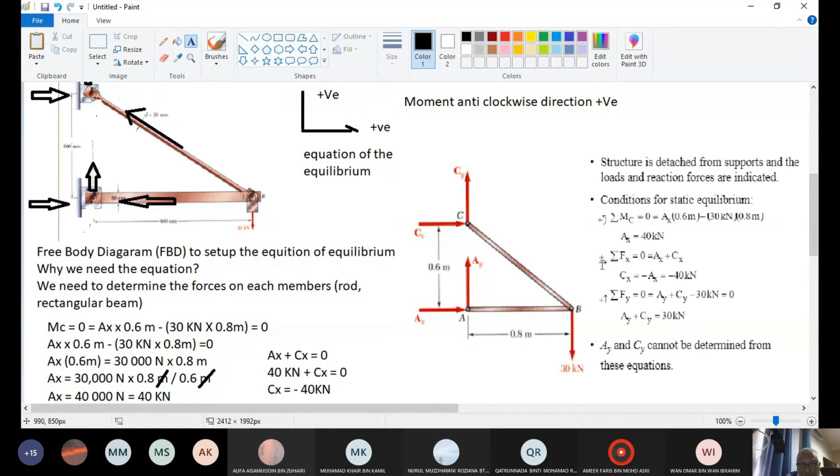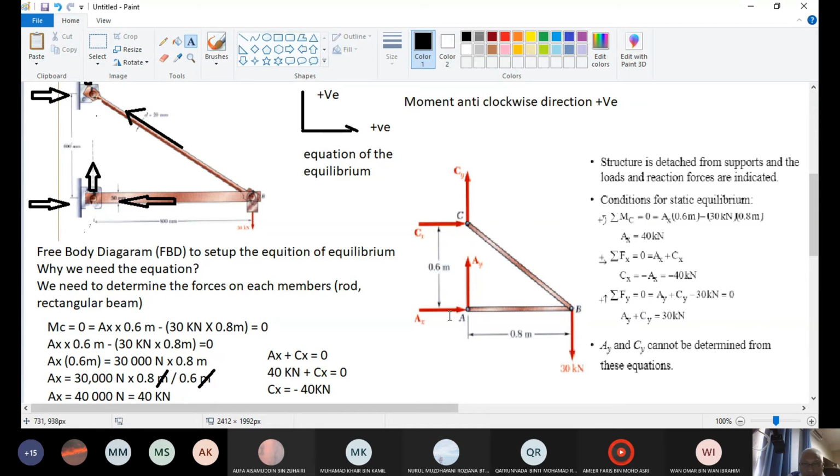So what you need to do, you have to establish the equation of equilibrium. The second thing you need to do is establish the convention. The convention is all the forces to the right on the x-axis are positive. All the forces upward in the y-axis are positive. The moment in the counterclockwise direction is positive.